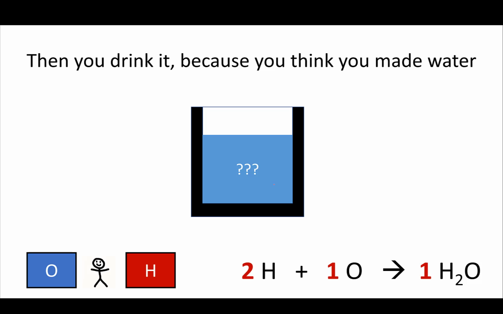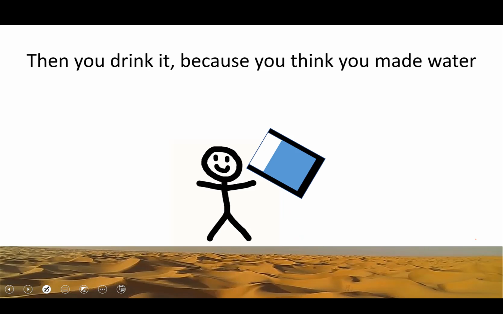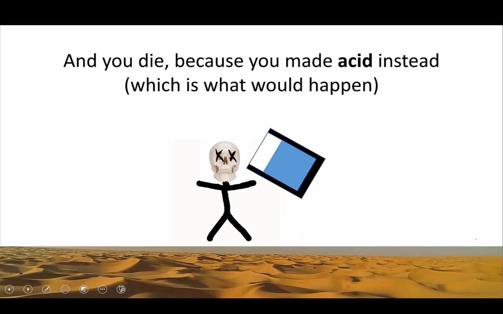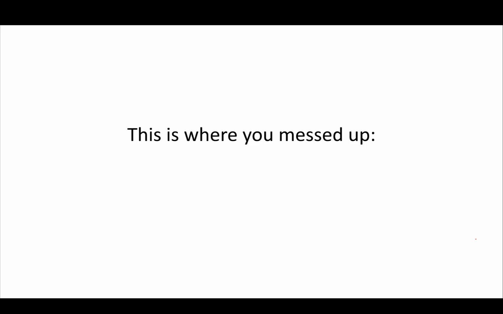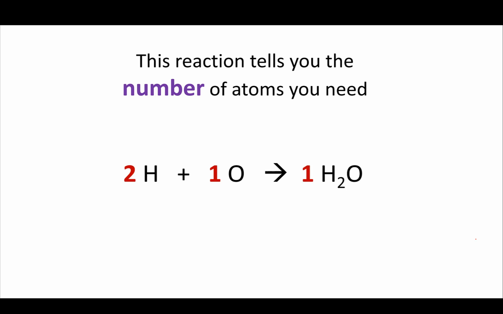Then you drink it, because you think you just made water, right? You added 2 grams of hydrogen, 1 gram of oxygen, so you must be making water. And you drink it, and you die, because you didn't make water, you made acid instead. This is what would happen if you mix together in this ratio. So what happened? Why did you make acid instead of water? What went wrong? This is where you messed up. This reaction tells you the number of atoms that you need.